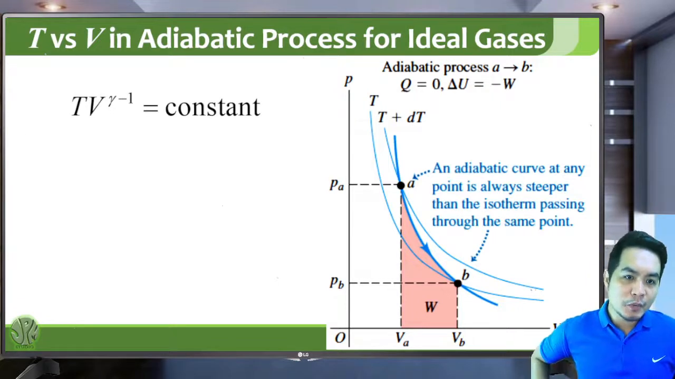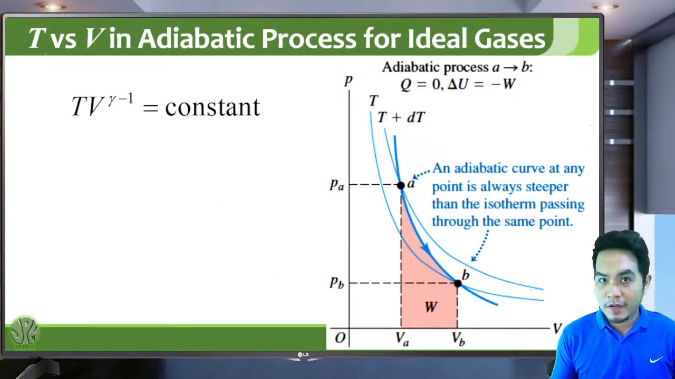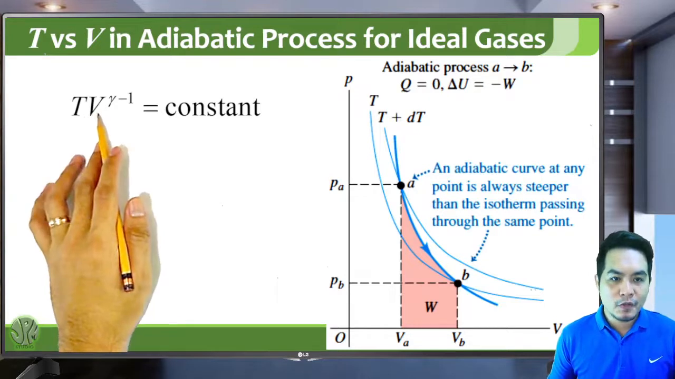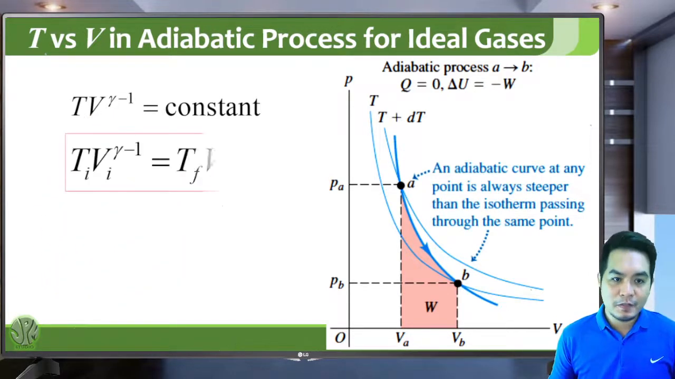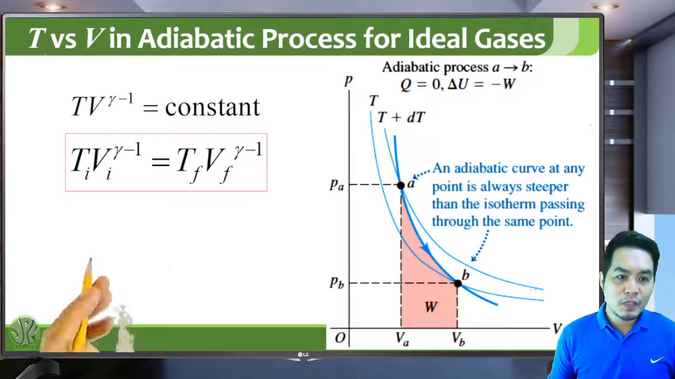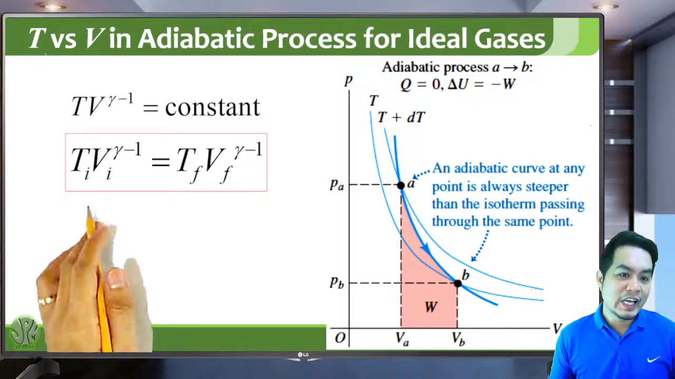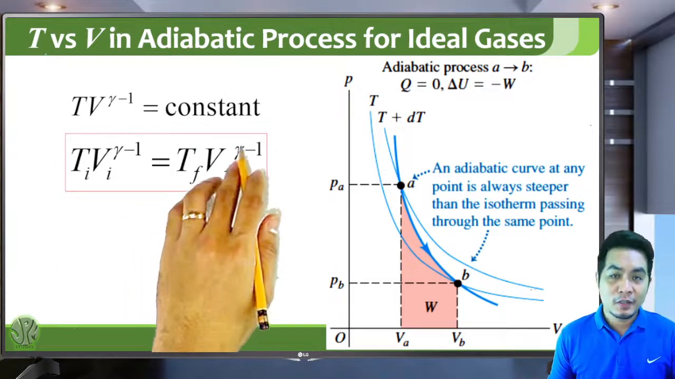The relationship between the two, from the derivation from the ideal gas law, is this one. The temperature times the volume raised to the gamma minus 1 is constant. This means that T1 V1 to the gamma minus 1 is equal to T2 V2 to the gamma minus 1, or Ti Vi to the gamma minus 1 is equal to Tf Vf to the gamma minus 1.